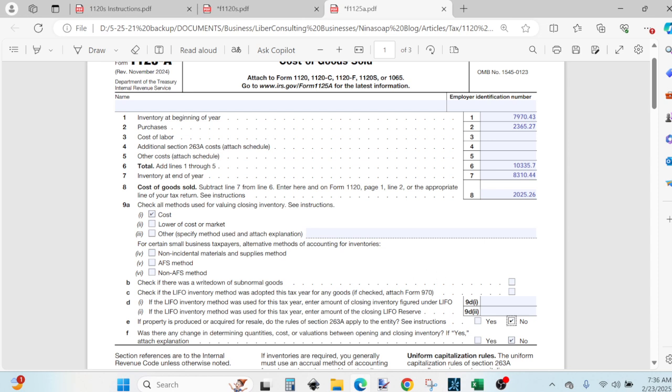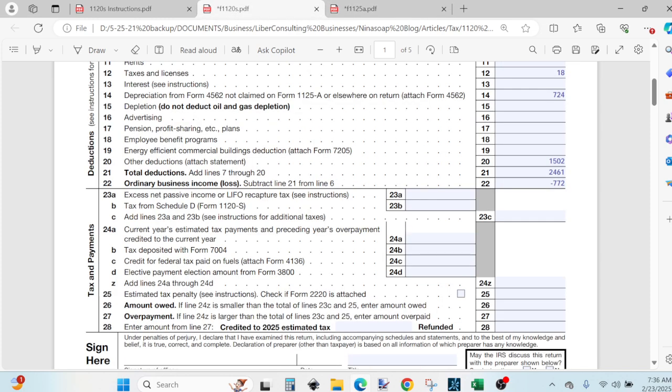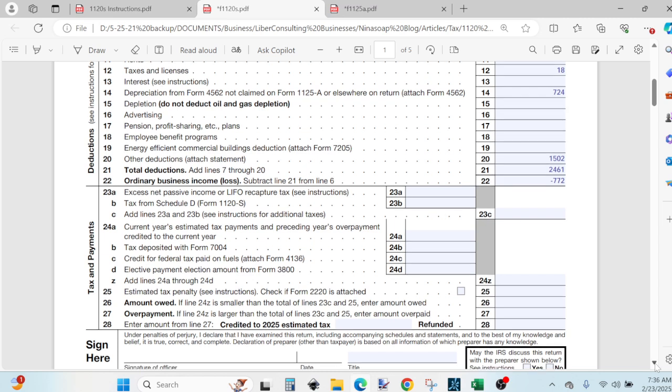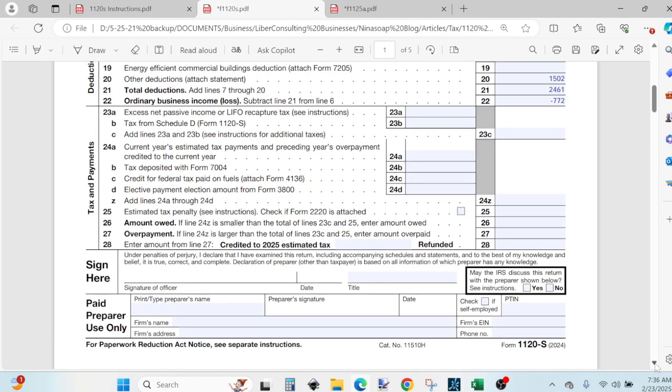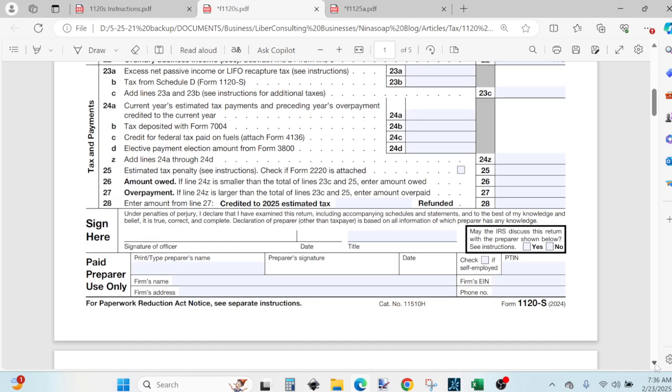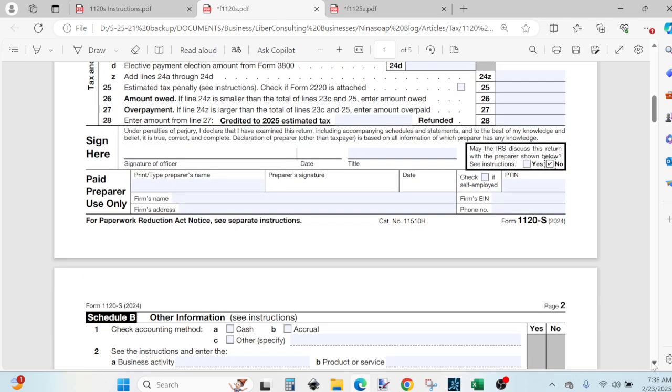So check if LIFO inventory method was adopted. We are not going to check that, but again, if you are using LIFO, you might have some recapture taxes. We are going to leave that section blank and continue. And again, you are going to use software, but may I discuss this return with the preparer? You can just check no. You can discuss that with the owner.